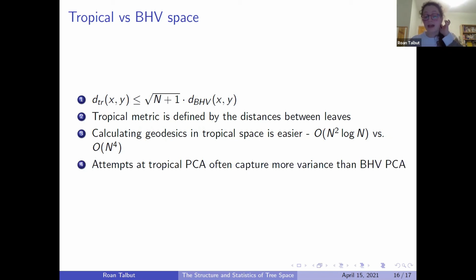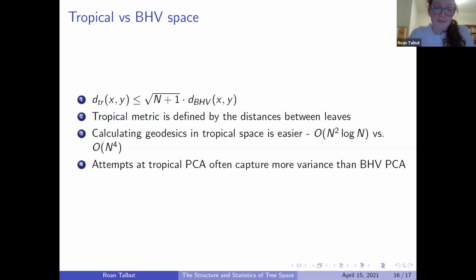And finally, we have had some attempts at a tropical geometry interpretation of principal component analysis, and these approaches have actually often captured more of the variance of our data sets than the BHV interpretation. So from this perspective, it's immediately much more promising as a way of describing large data sets.